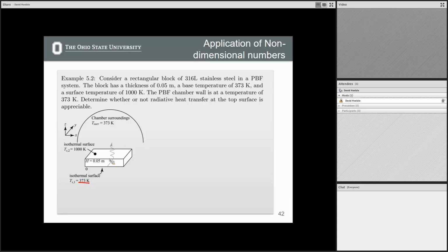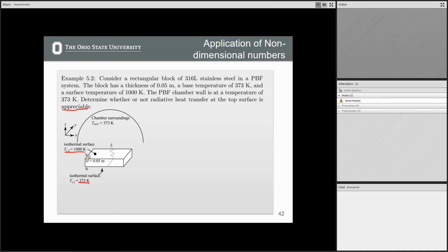So we're definitely going to have conductive heat transfer because we have a temperature gradient in the solid metal. And then we're going to have radiative heat transfer because we have a surrounding chamber at 373, and this top surface is at 1,000. Okay, so given these parameters for the system, determine whether or not radiative heat transfer at the top surface is appreciable. Is this going to be high or not? This temperature, 1000 K, is quite hot, actually. This would be kind of worst case scenario for radiative heat transfer. This would be your part getting extremely hot and staying hot for a long period of time. Is that heat loss mechanism appreciable or not?